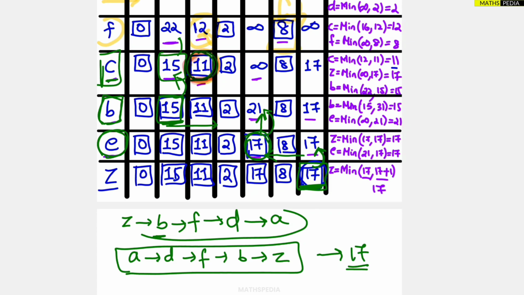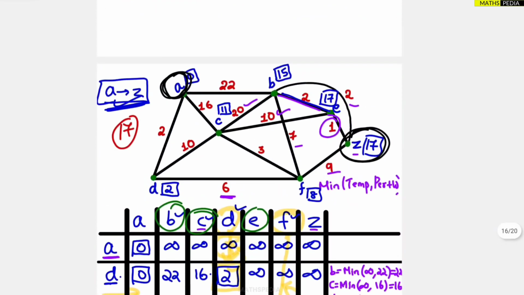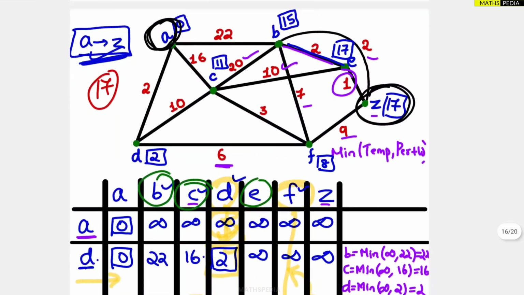Well, let us check it now. A, D, F, B, Z. From A, what path are we taking? A, D, F, B, Z. We are starting with A, going to D. D is over here. Next, D to F, this path. F to B. Where is B? Okay, this path we are taking. Then B to Z, this particular path here.